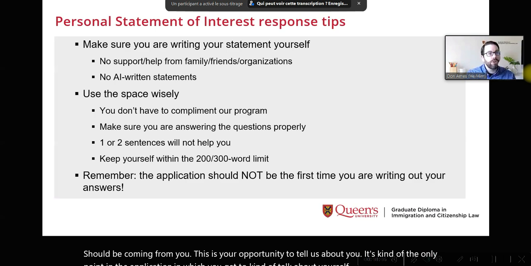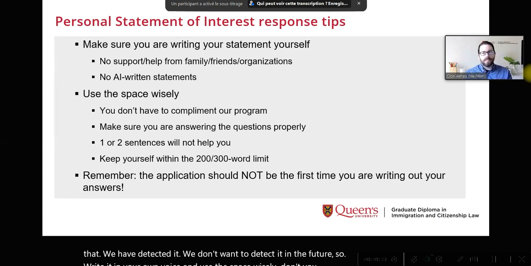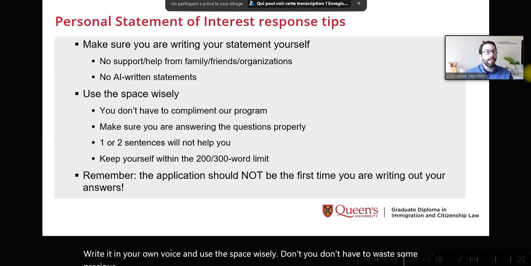We also don't want you to use any AI writing samples to provide your written responses. We have ways of detecting that. We have detected it. We don't want to detect it in the future. So write it in your own voice and use the space wisely. You don't have to waste precious words complimenting our program. We love Queens. We are happy to be employed by Queens. You don't have to tell us how good you think Queens is. Save your words to talk about yourself.